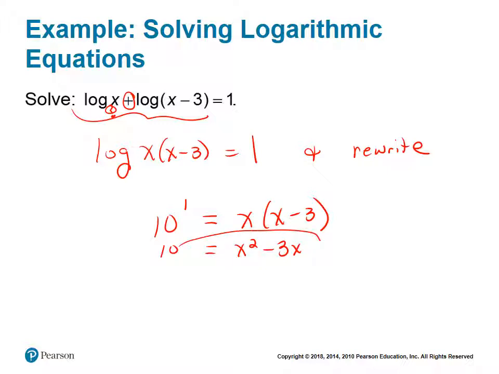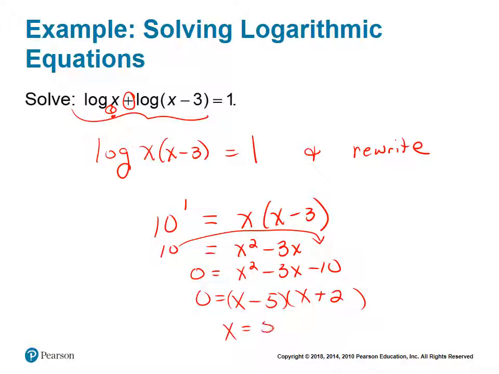Move that 10 over by subtracting. So I have x squared minus 3x minus 10. This one would then factor. We had used the factor method, x minus 5, x plus 2. And you see that you get 2 answers. X equals positive 5 and x equals negative 2.